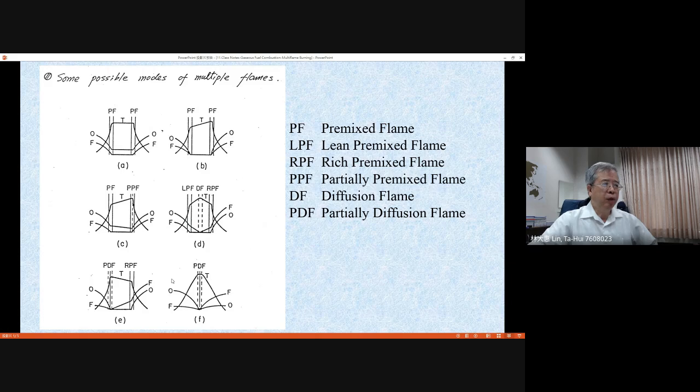Now we go forward to look at the flame structures for the case E. Now they still have two flames, right? Now we try to look at the conditions for the flame. You need to identify at first. You look at the flame on the right hand side. Fuel concentration is higher than oxygen concentration. Then you identify this as a rich premixed flame. We use the RPF, rich premixed flame.